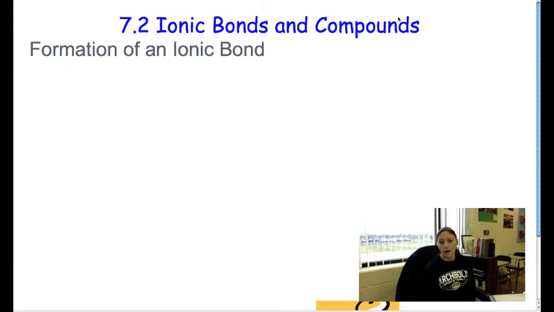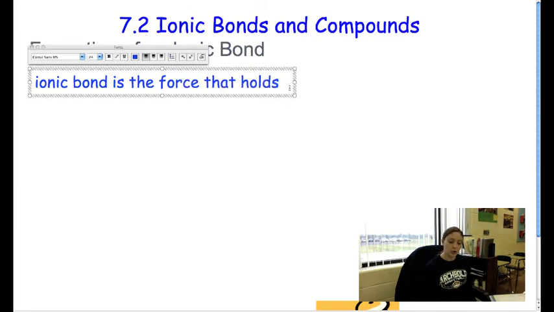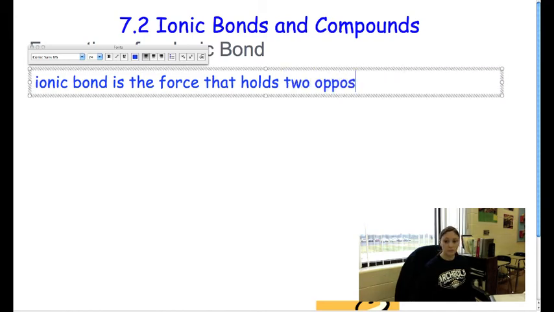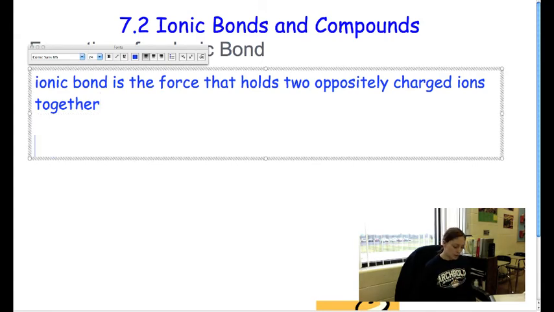Okay, an ionic bond is the force that holds 2 oppositely charged ions together. Remember I said there were 2 types of bond attractions, ones that are positive and negative ions, ones that are positive protons and negative electrons. The ionic bond one is the ions. Think ionic, ion, okay? You need to have a metal and a nonmetal to be an ionic bond, okay?